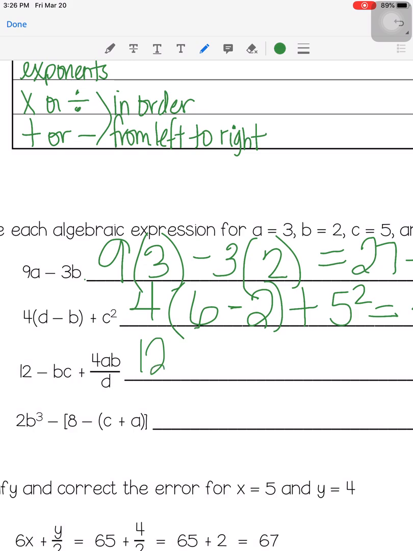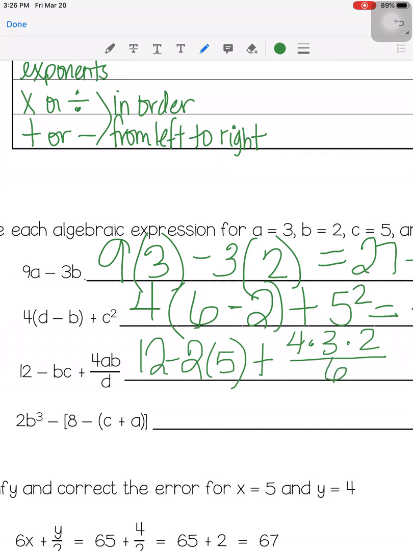We have 12 minus 2 variables right beside each other, which means you're multiplying, just the same as having a number beside the variable. So we're multiplying B times C. B is 2 and C is 5, plus, then we have 4 times A times B over D, which is 6.